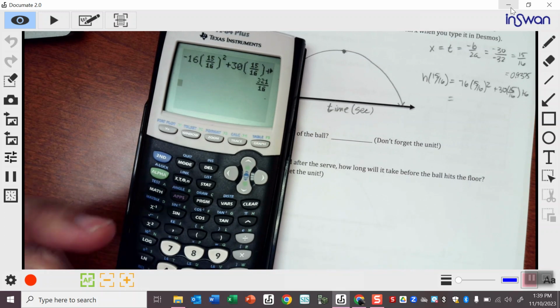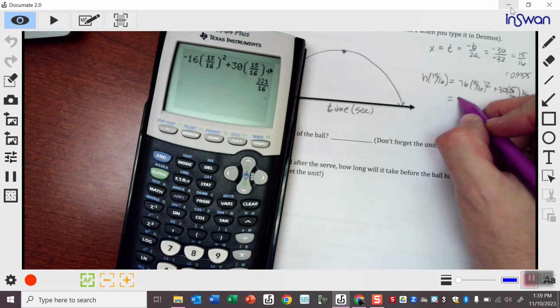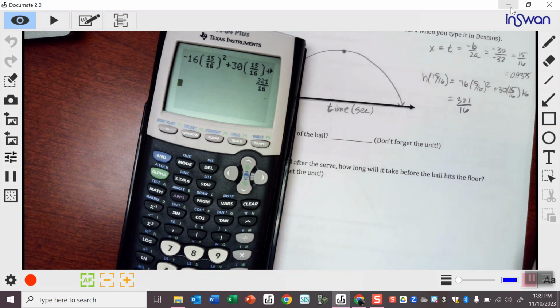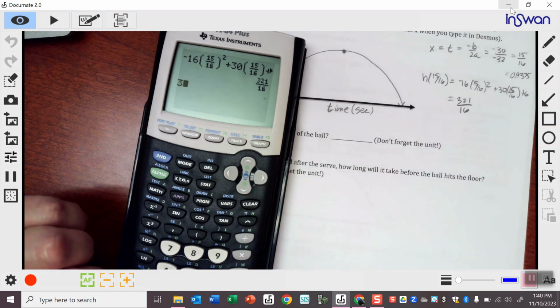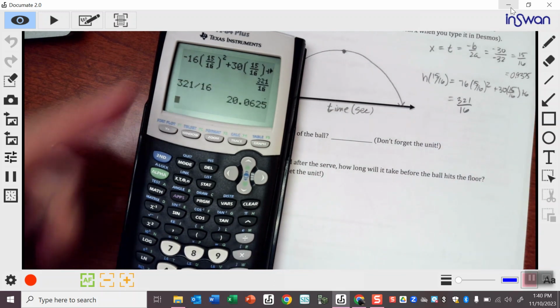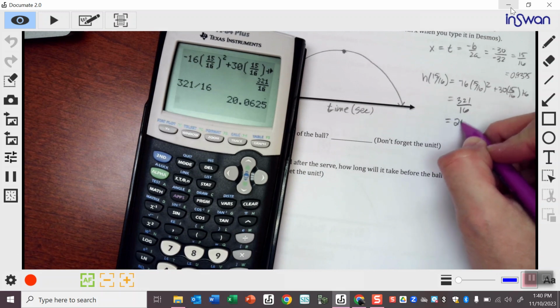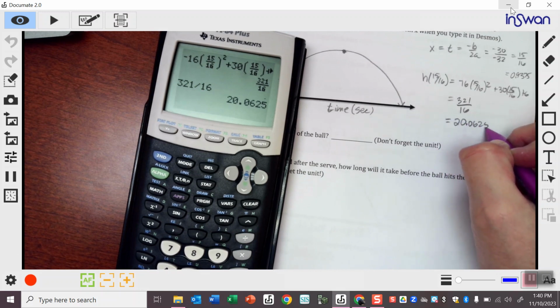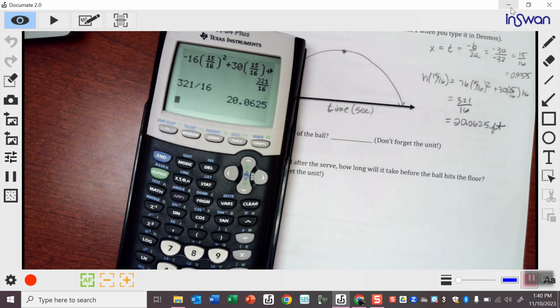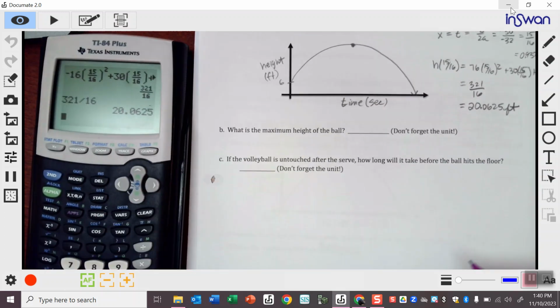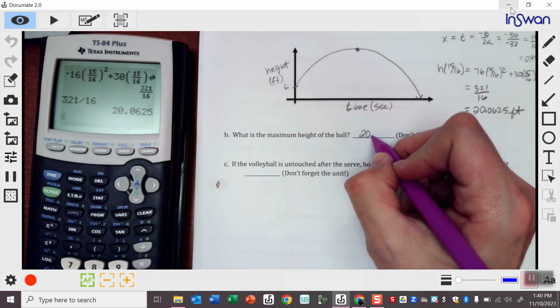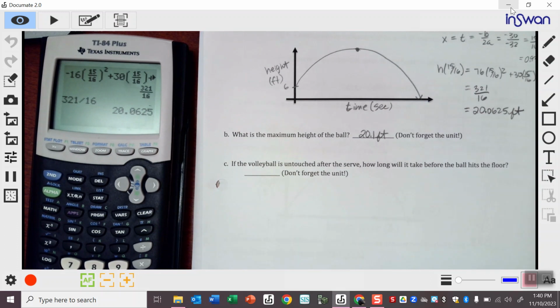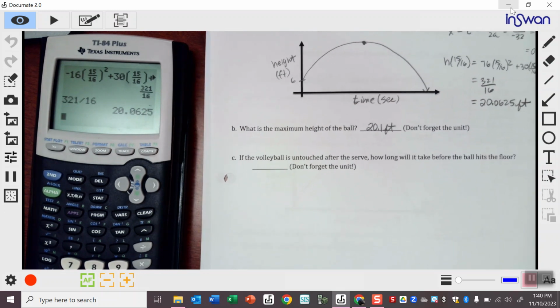It comes out as a fraction. So yes, it is 321 over 16, but that doesn't really mean a lot to us. So let's take 321 divided by 16. So that's 20.0625 feet, right? Because that's the height of the ball, okay? So we'll just say like 20.1 feet, all right? It didn't really say to round off or anything, but that's fine.